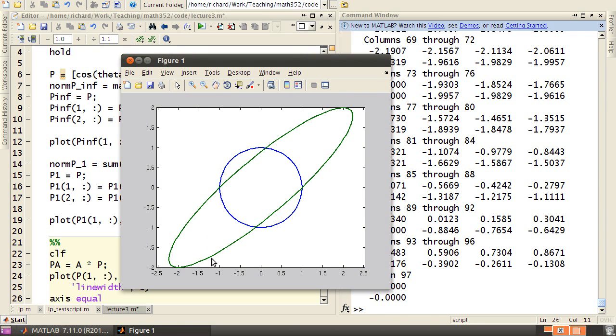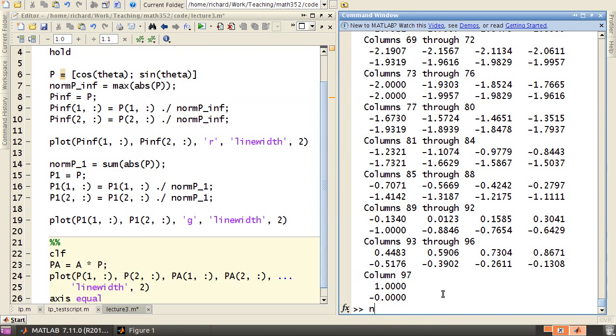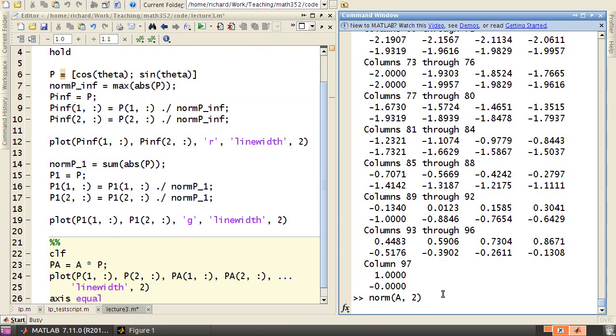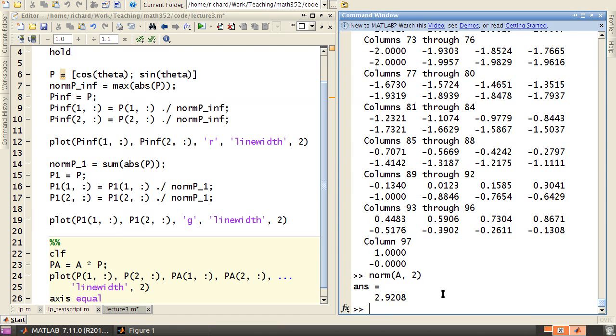And the 2 norm of our matrix A, not the vector, the 2 norm of the matrix itself, is the distance of the furthest point away on my ellipse to the origin. So here's the origin, here's my furthest away point, and that distance is something like 3. We can work out exactly what it is. You can work out norms of matrices using the same command as the norm of a vector. That distance is about 2.92. So the 2 norm of my matrix A is equal to 2.92.